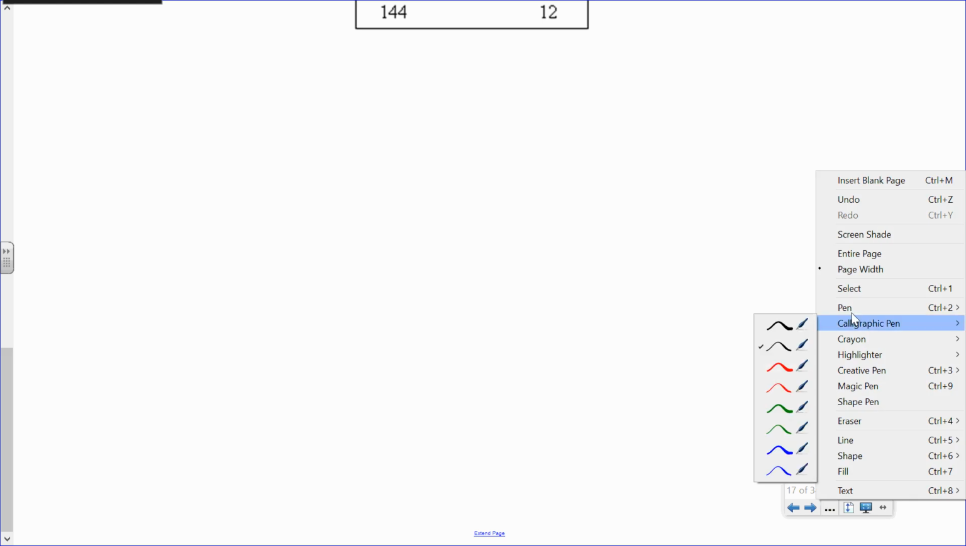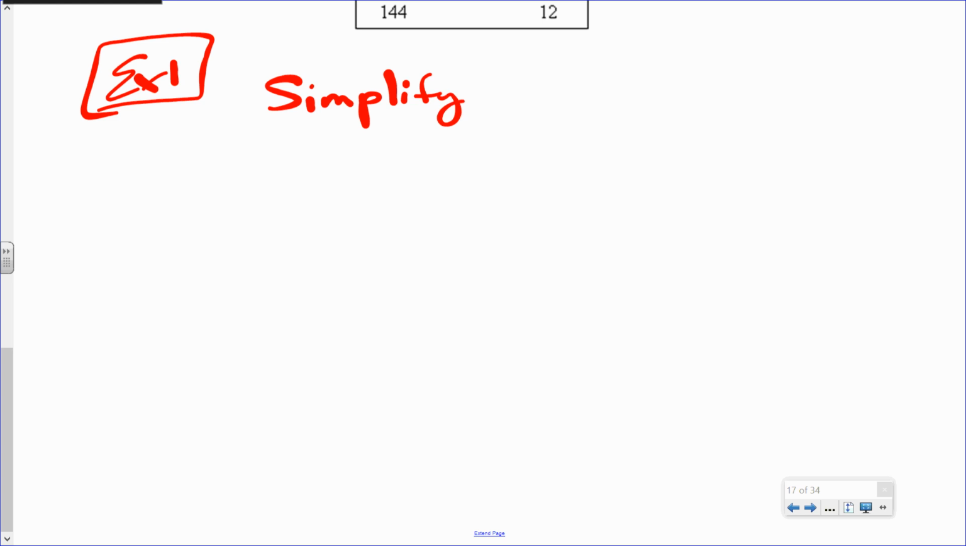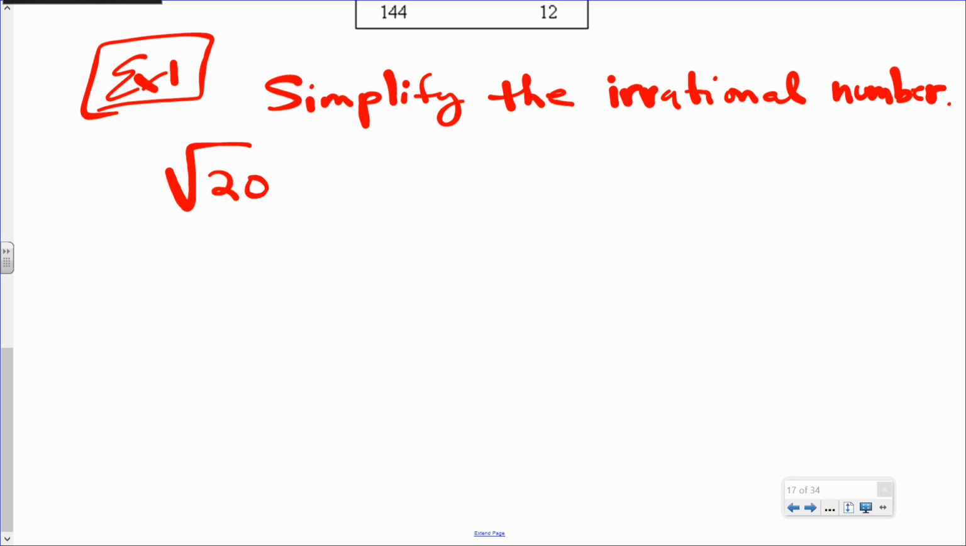Go ahead and write on your notes, example one. I'm going to write: simplify the irrational number. Simplify the irrational number. And here's the irrational number I'm going to throw at you: the square root of 20. Now I'm going to go over the steps of how to simplify the square root of 20.